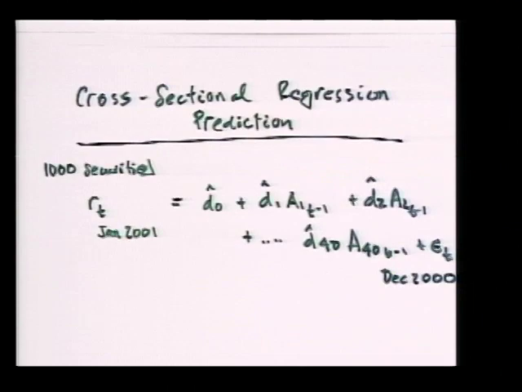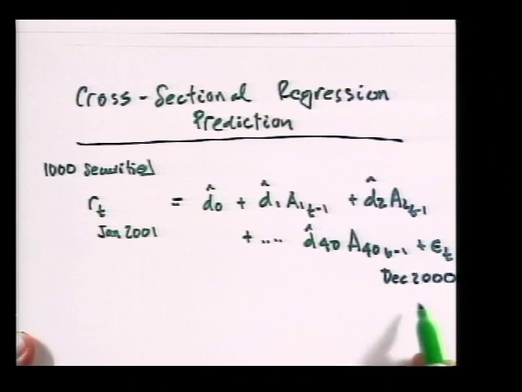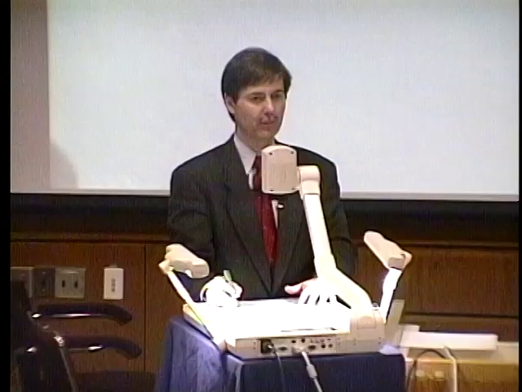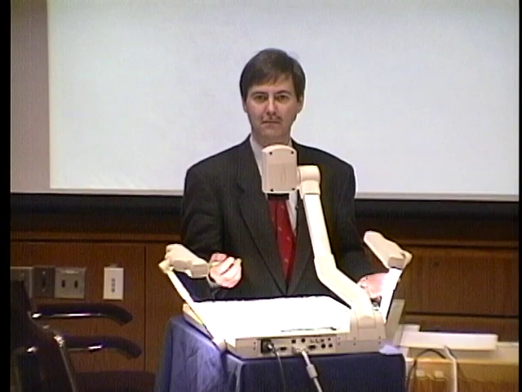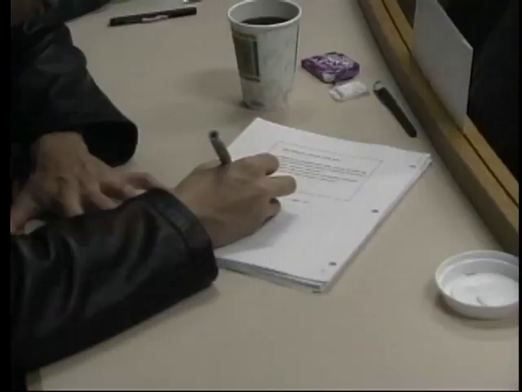So we estimate this, we pick off the coefficients, and then we substitute in the January 2001 firm-specific attribute. We get predicted values. With the predicted values, we've got 1,000 different predicted values for February 2001. And then, I think we discussed this last time, what we do is sort them, and develop a buy list and a sell list.